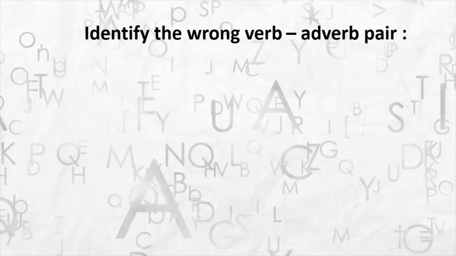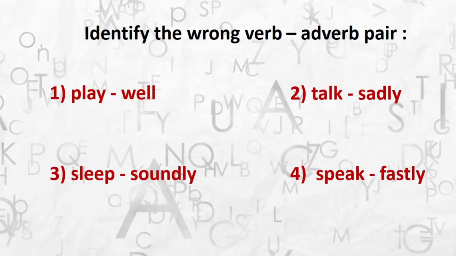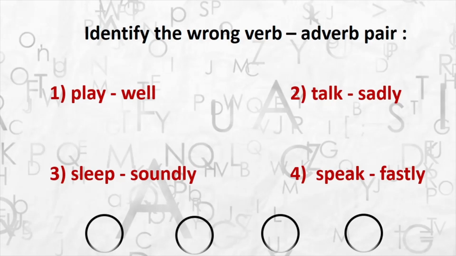Coming to the last example for today, we have play well, talk sadly, sleep soundly, speak fastly. So which one is the wrong one? 1, 2, 3 or 4? It is the fourth one. We can say speak fast, but we cannot say speak fastly. It will be wrong. Okay children, so this was your lesson or video based on the topic adverbs.